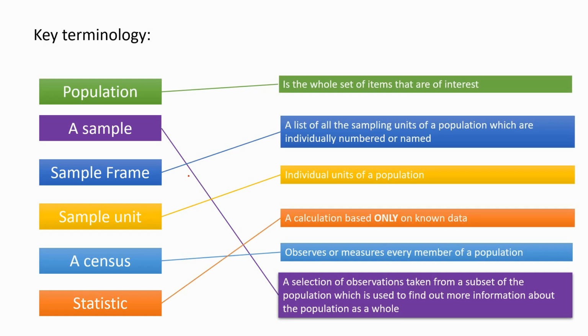And statistic is a calculation based only on known data. So when we are making our calculations and making decisions on hypothesis testing and stuff like that, we are making these calculations only on known data. It's not a prediction. A statistic has to be known data.